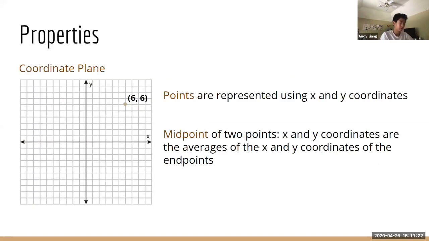All right, so of course we're using the coordinate plane, the x and y directions, and points are represented using the x coordinate and the y coordinate. So one trick is that the midpoint of 2 points is going to have the coordinates of the averages of the x coordinates and the y coordinates.